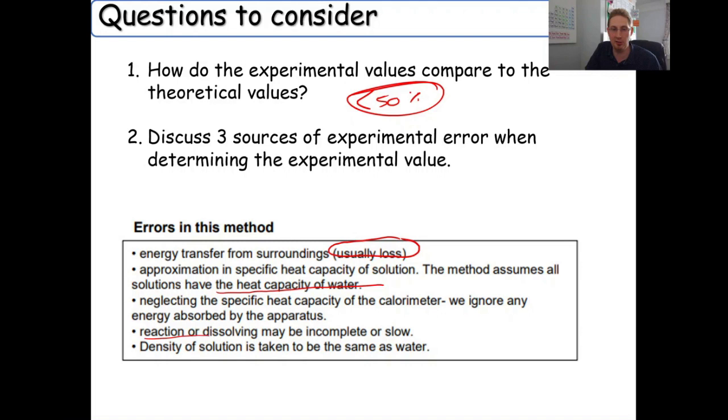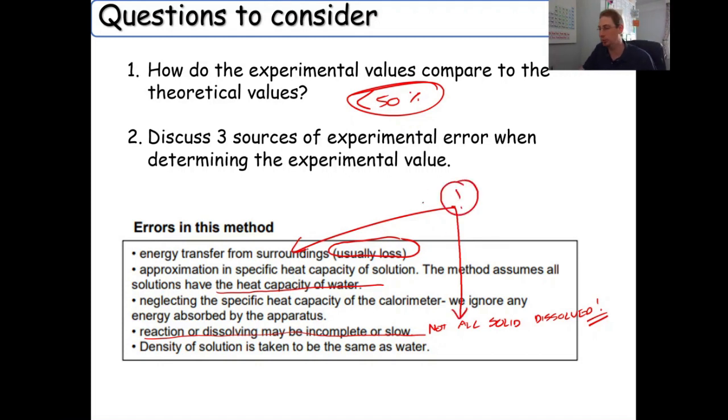Reaction or dissolving may be incomplete or slow. So this was certainly a problem for you guys, that not all solid reacted or dissolved. And therefore that's going to really affect your answer. And density of solution is the same as water. That means we can equate 50 centimeters cubed to 50 grams. May not be true, but these are the big ones. Energy transfer from the surroundings and the fact that not all the solid might dissolve.